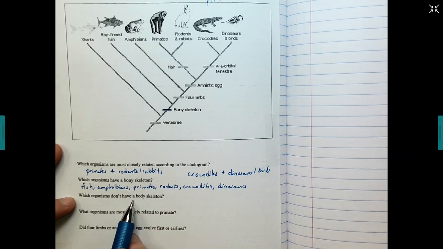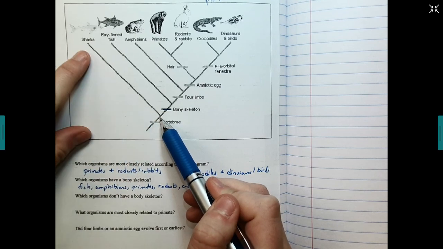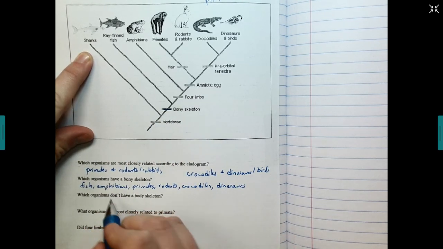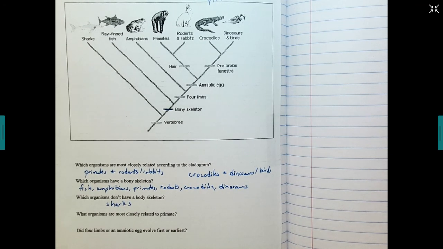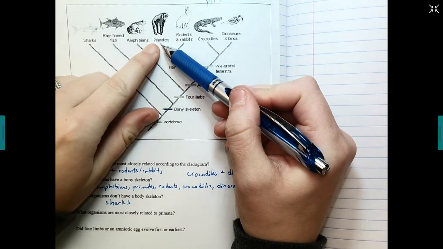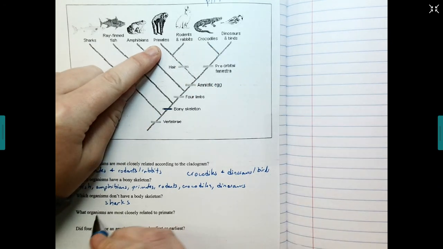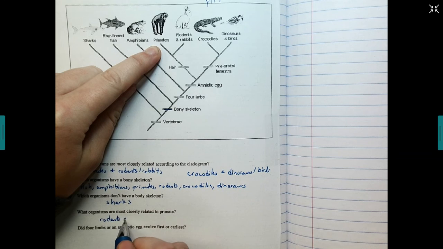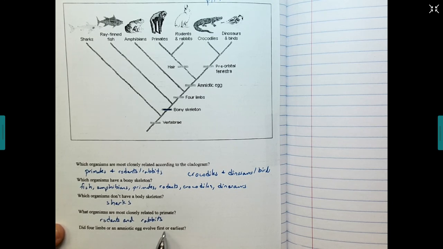Which organisms don't have a bony skeleton? Well, that would be just this one branching line, right? Because sharks developed before the bony skeleton. So I would say sharks. And then which organisms are most closely related to primates? So basically I'm going to start at primates and I'm going to work my way backwards. And the next closest line that I see is for rodents and rabbits. Rodents and rabbits.